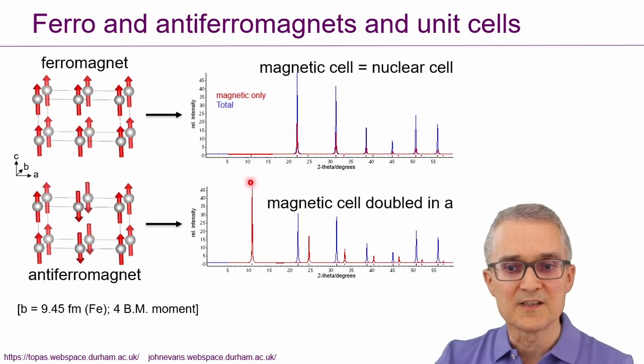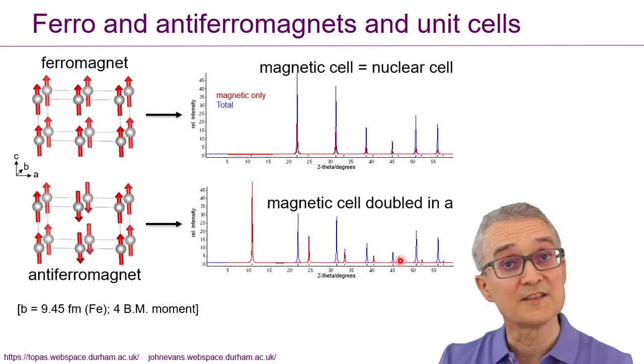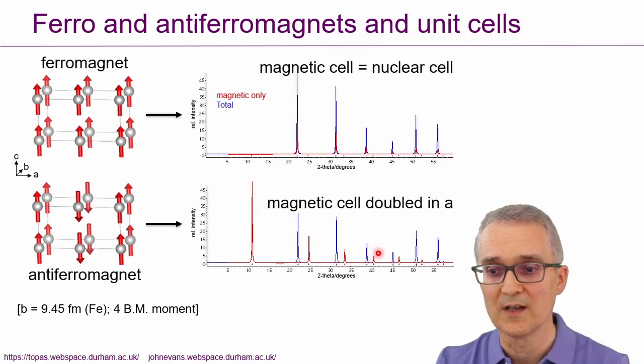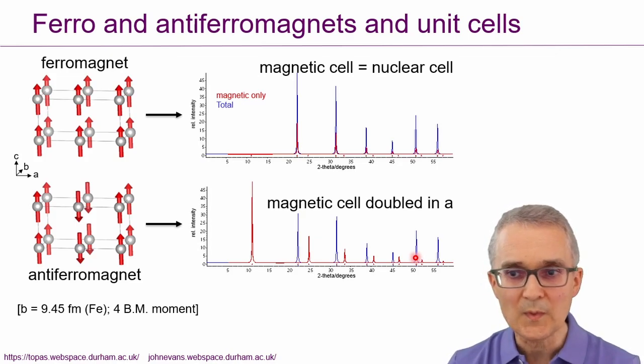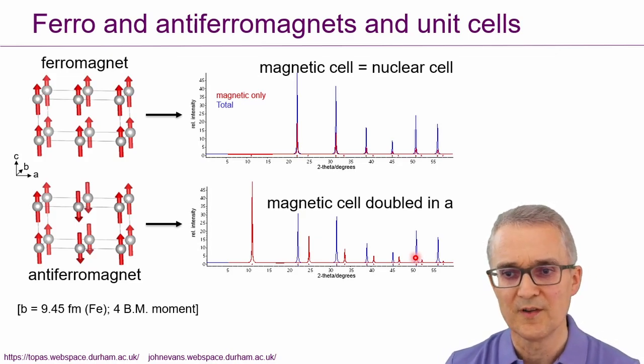The second thing you can see, particularly in the simulation of the antiferromagnetic material, you can see very clearly that the magnetic intensity falls off quite strongly with diffraction angle 2 theta. So that's this form factor coming in, meaning that the strong magnetic peaks are at low 2 theta and they get weaker quite quickly as you go up in 2 theta. That's the second thing you can see. And then the third thing you can see is the position of the peaks.